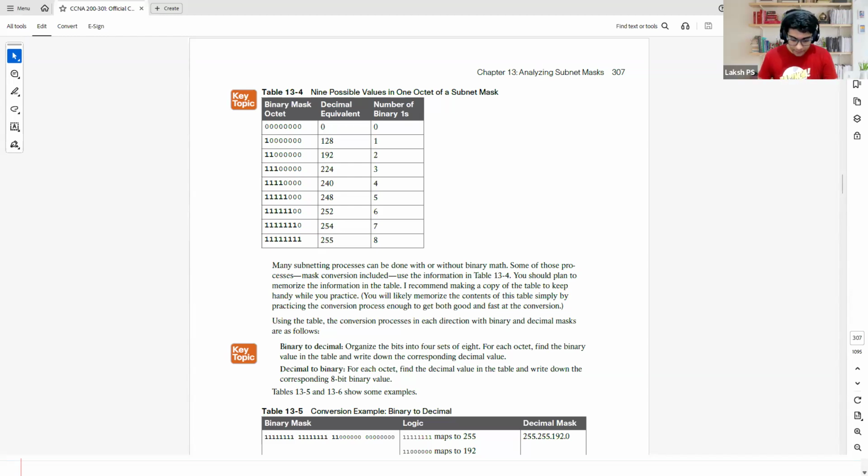Okay, let me repeat that. Any networking device sees the network part and the host part of an IP address from the number of ones and the number of zeros in the address mask. The first time I said IP address, but the second time I'm saying address mask, not IP address.